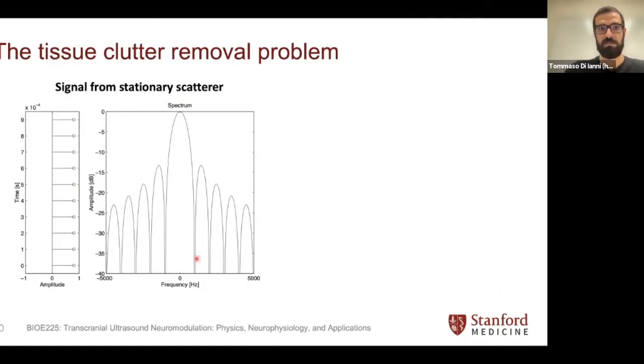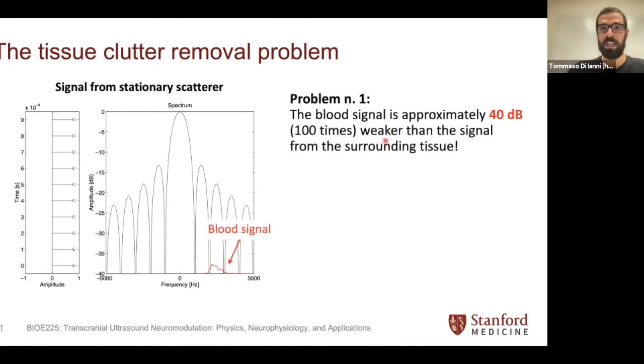So this is the spectrum of a stationary scatterer, the spectrum of the Doppler signal received from a stationary scatterer. And this is what we look at here. Okay. So now the first problem is that the blood signal is approximately 40 dB, or 100 times, weaker than the signal from the surrounding tissue. So now we need to filter out this huge tissue component here to only retain a very tiny little signal that is coming from the blood. So this is already a big, big problem. And this is a problem that we have to solve for all blood flow imaging applications using ultrasound.